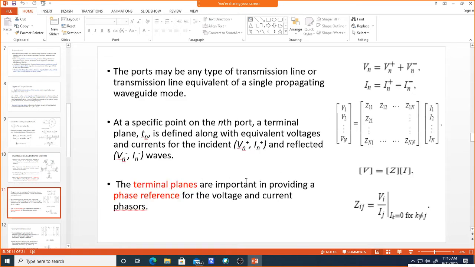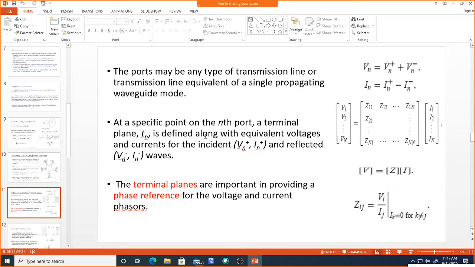In terms of a matrix we can define it like this. If you take Z11, we define it as the impedance at port 1, where the 1 represents the incoming and reflected. So Z11 means if you make the voltage incident at port 1, what is the reflected quantity at port 1 itself. In the similar way you can define different port impedances.